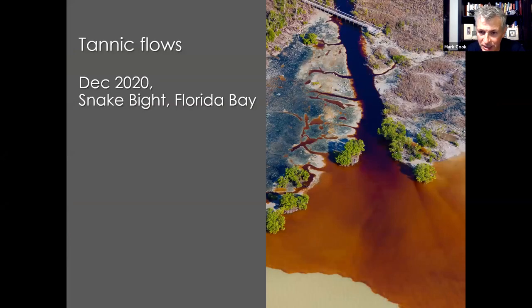This one's kind of interesting. This is just maybe a mile or two to the east of Flamingo. It's a little outflow from the Everglades and it looks like pollution, but actually it's the tannins from the decaying mangrove leaves. Basically, it's just like tea. It's the tannins from those decaying leaves.